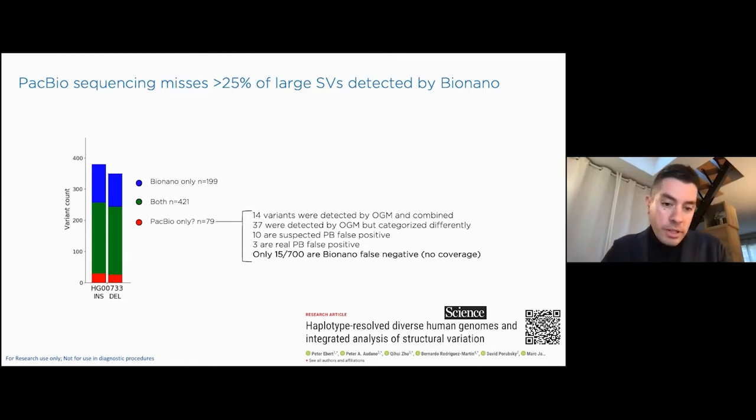macroduplication syndromes, for example. The publication did classify some SVs as detected by these sequencing-based methods, but upon further analysis, however, most of these variants were in fact identified by optical mapping, but simply classified differently. And overall, less than 2% of the large variants detected by PacBio were actually missed by optical mapping.